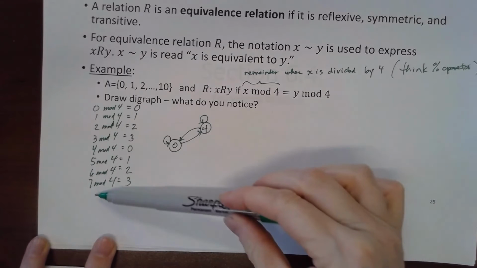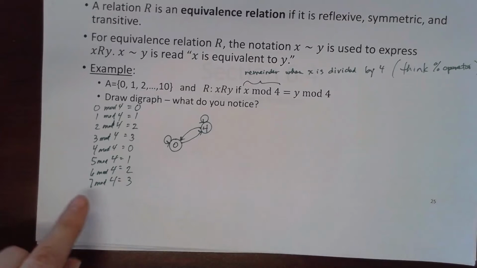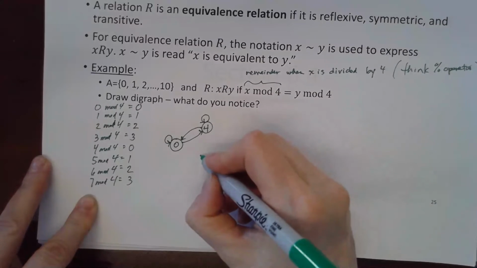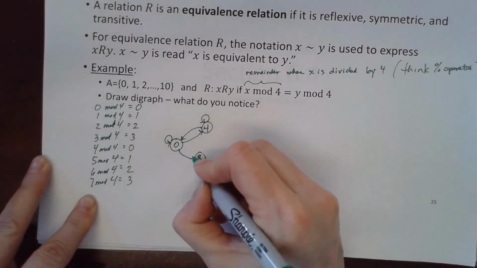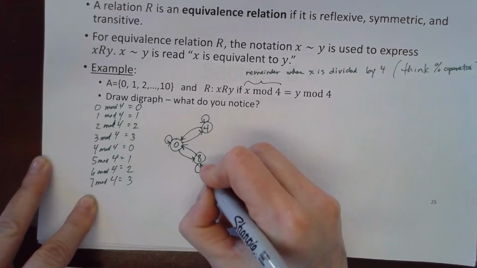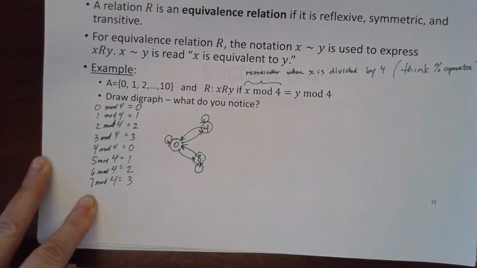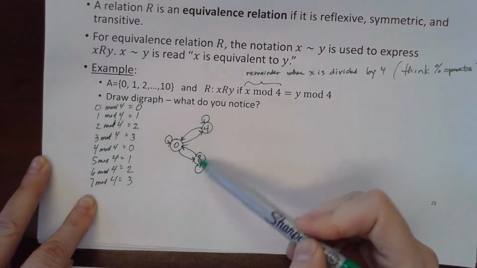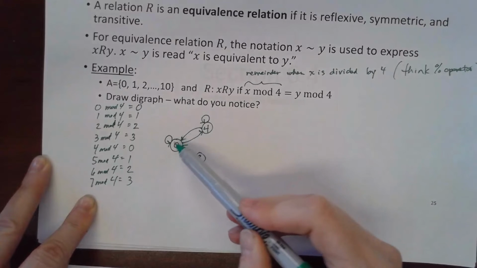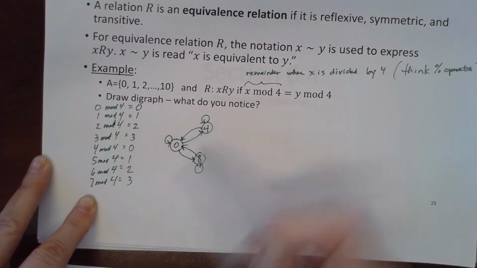Well, we said that this cycle is going to repeat. So if I put 8 in here, 8 is also going to have a remainder of 0. So 0 is going to be related to 8, and 8 will be related to 0. 8 is related to itself. And then 8 and 4 have the same remainder. 8 is related to 0, 0 is related to 4, and 8 is related to 4. You can see that transitivity in there as well.